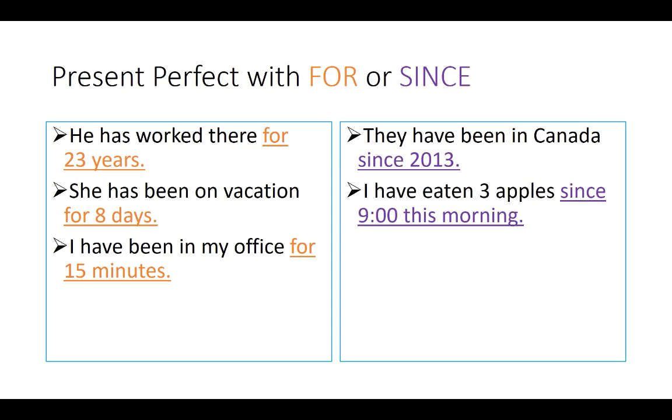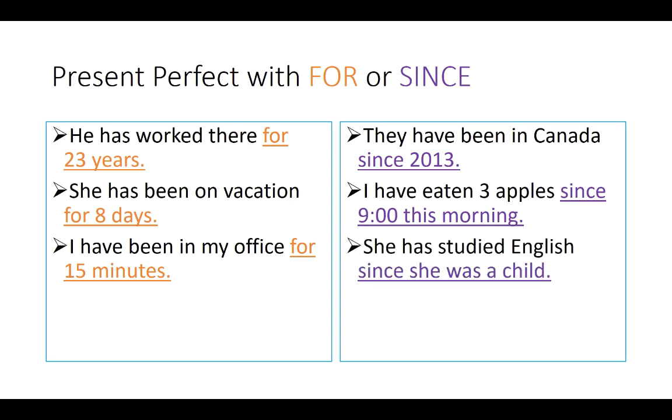I have eaten 3 apples since 9 o'clock this morning. Or, she has studied English since she was a child. Notice we can use since with a clause. In this case, the dependent clause, or the clause that begins with the word since, is in simple past. The independent clause uses present perfect.